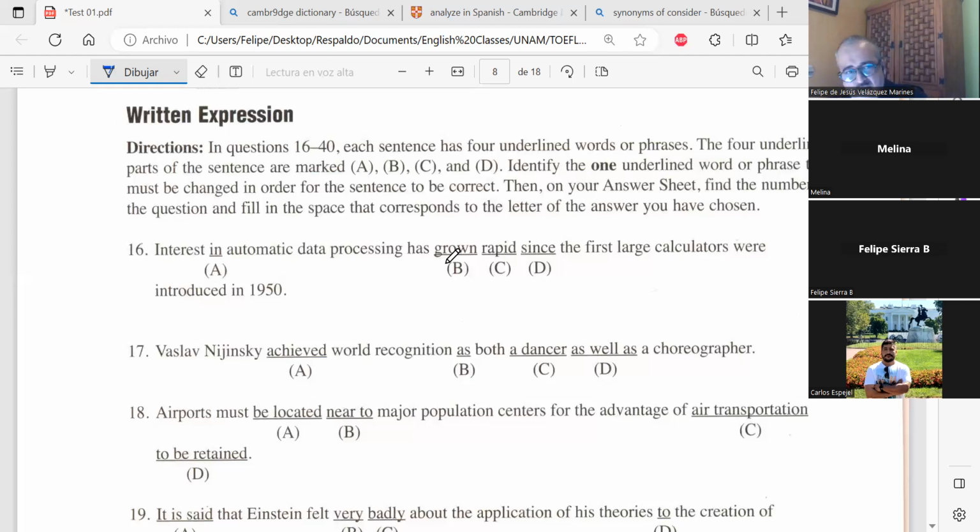Okay, and then I tell them, read this sentence. Juanito, read this sentence aloud. Do it with your students as a psychological test. Don't tell them that you are going to do this, just tell them, read this sentence aloud. And then they say, interest in automatic data processing has grown rapid, and they stop. They say rapid since the first large calculators were introduced in 1950. So why do they stop like that? Because they don't notice it, but the mind is telling them, stop, I don't want to read that word because it's wrong.